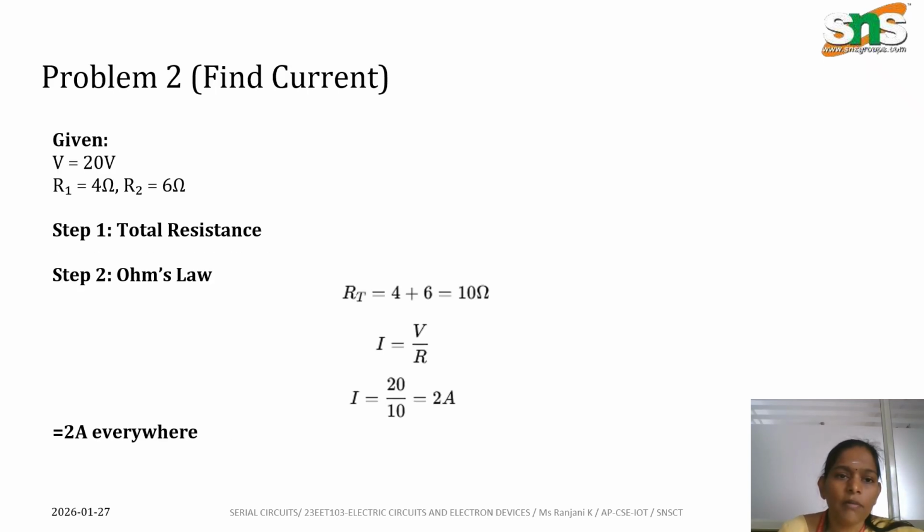So in this problem, the given elements are V equal to 20 volt, R1 equal to 4 ohm, and R2 equal to 6 ohm. You all know the total resistance formula for series circuit is R1 plus R2. So 4 plus 6 is 10 ohm. And according to Ohm's law, what we have to find is the current. So the current I equal to V by R. So here 20 by 10. So the current flow through the circuit is 2 amps.